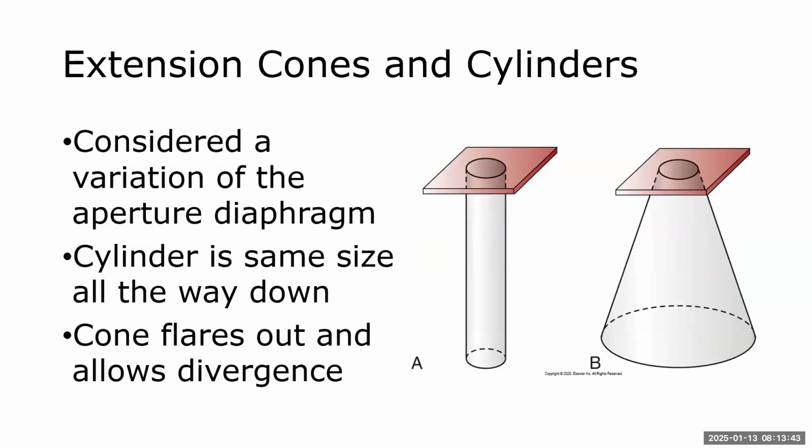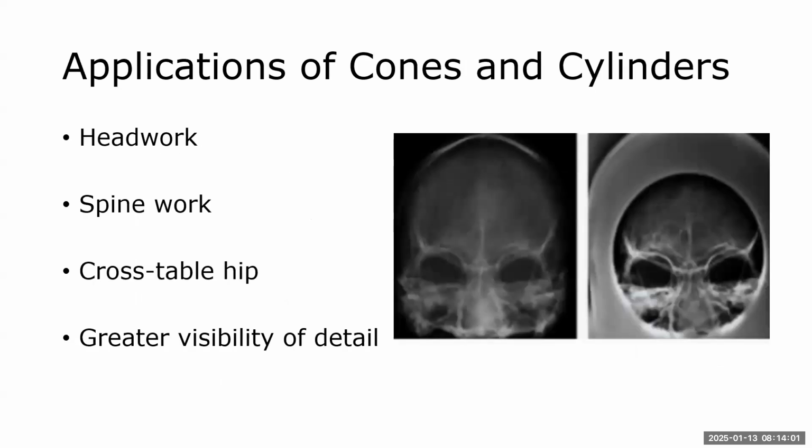Extension cones and cylinders are a variation of the aperture diaphragm. Cylinder, of course, is the same size all the way down, and the cone flares out and allows for the divergence of the beam. Again, you're probably not going to see these used. We used to have them in the old building, but we didn't bring them over. Applications for cones and cylinders were in head work. A lot of times we had these old, what we call head units. For spine work, for cross table hips, it gave greater visibility of detail.